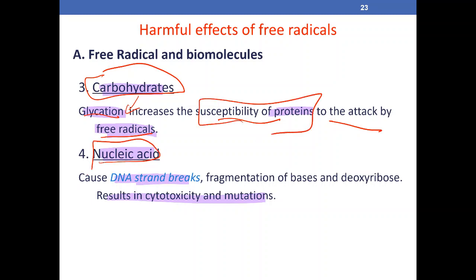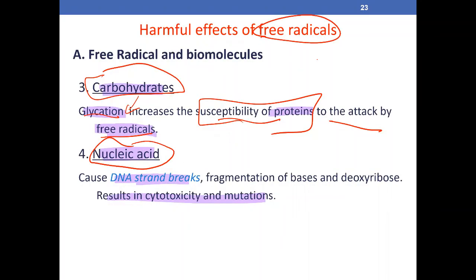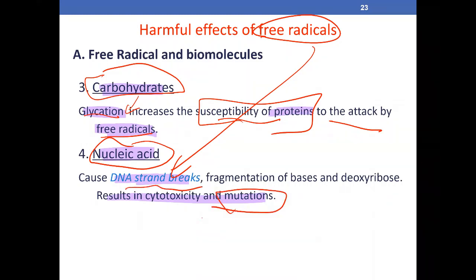Nucleic acids also get affected by free radicals. We said lipid peroxidation affects them as well and causes DNA damage, but free radicals can also directly attack the DNA, which causes it to break, and obviously that's bad. It causes mutations, and these mutations result in cell death.